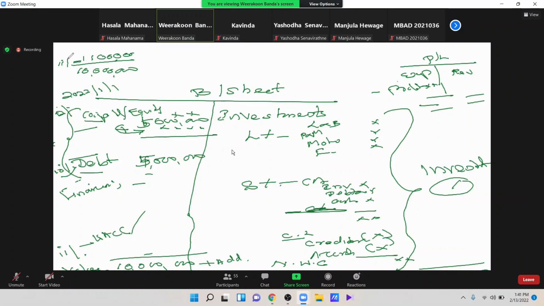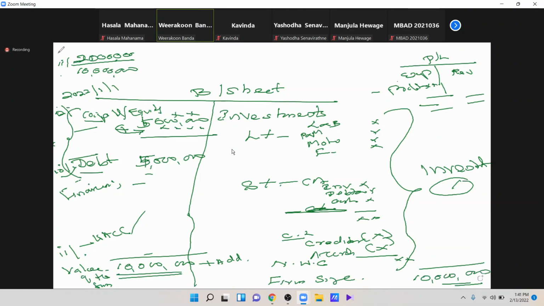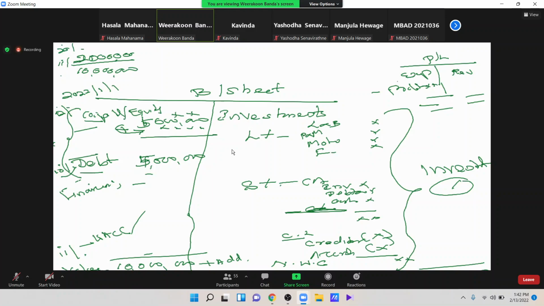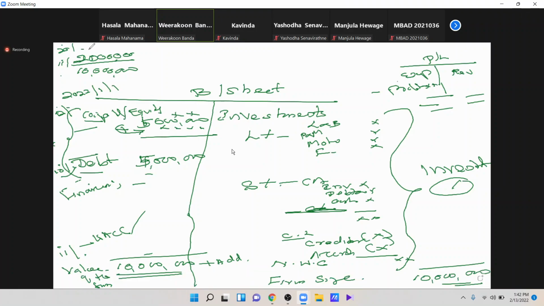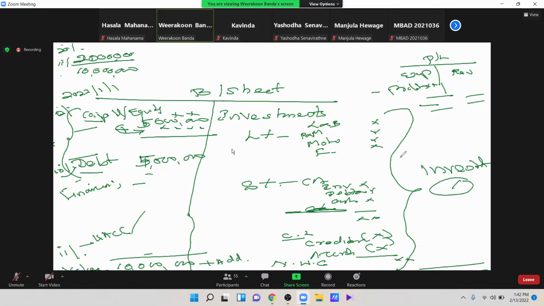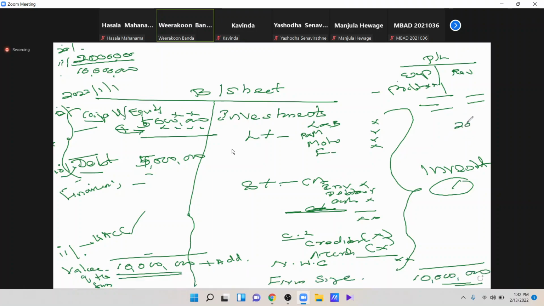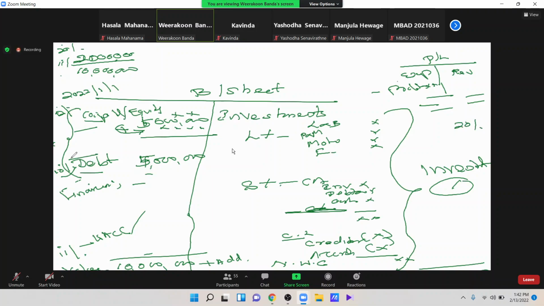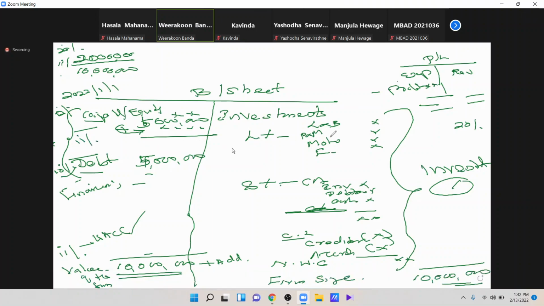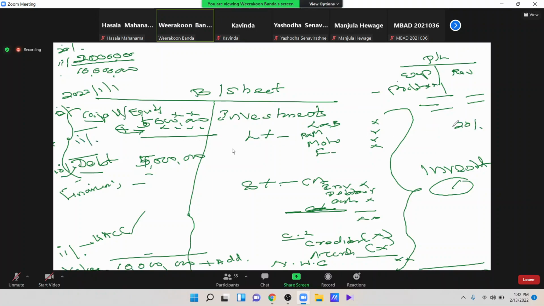If you earn more than that, say for example, the company earns 2 million rupees, then it means a 20% return. The company return is a 20% rate. It means the company earns a 20% rate. On the other hand, the company pays an 11% rate cost. Then the company has additional value here, value addition.